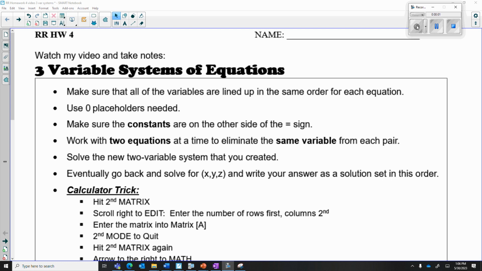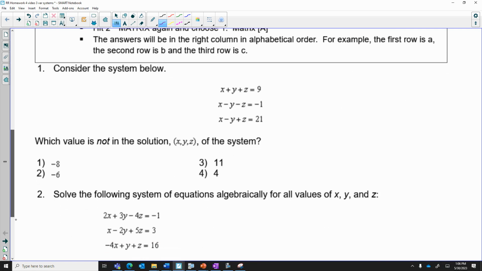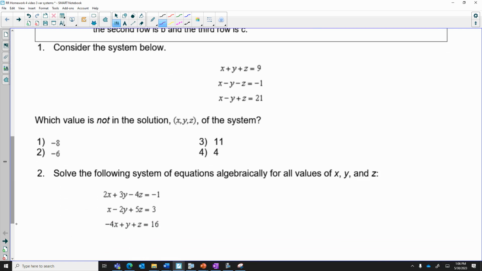Hi everyone, today we're going to talk about how to solve a three variable system of equations, and we are going to do it by hand as well as on a calculator. So the first thing you need to know is you need three variables, x, y, and z, or a, b, and c, etc. And in the steps box it says first we want to make sure that all the variables are lined up. So notice here we have x lined up, y, and z.